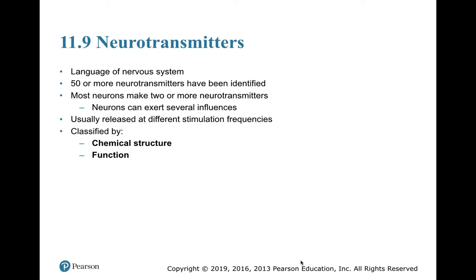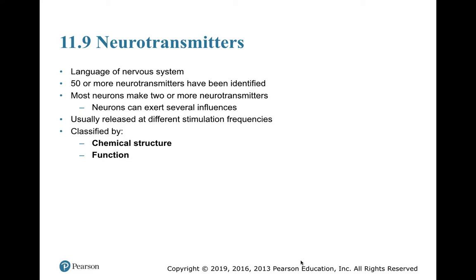Introduction to the nervous system, here with the last couple of sections of the chapter. So we've talked about neurons themselves. We've talked about the way that neurons interact with each other. Now let's talk about the language they use to speak with each other, and that is the neurotransmitters.